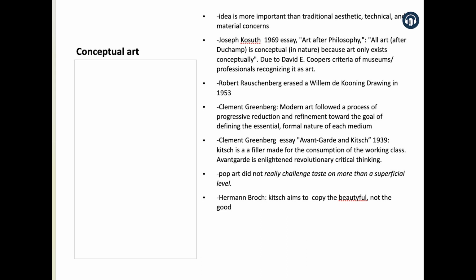Kuber's criteria of museum professionals' recognition as art. Robert Rauschenberg erased a Willem de Kooning drawing in 1953, and Clement Greenberg said modern art followed a process of progressive reduction and refinement towards the goal of defining the essential formal nature of each medium. Clement Greenberg's essay Avant-Garde and Kitsch is from 1939.